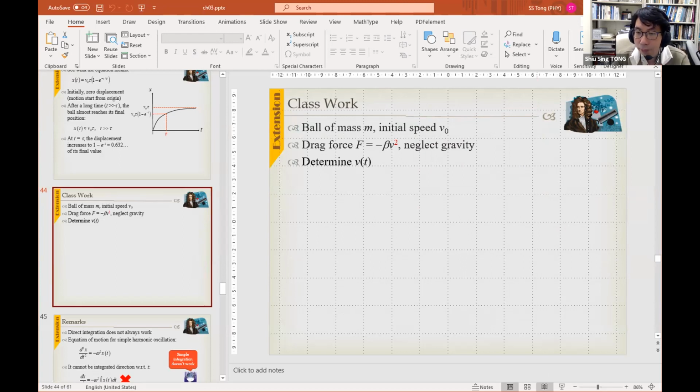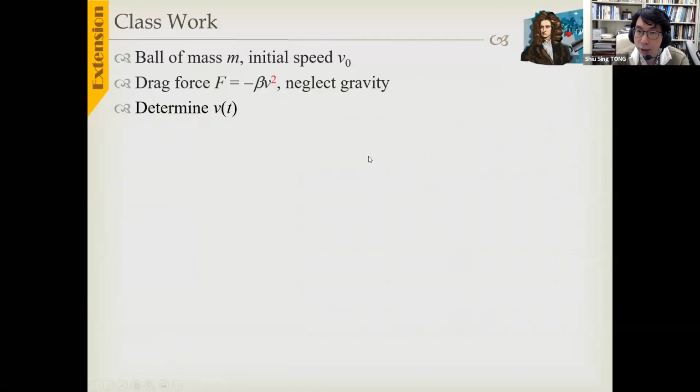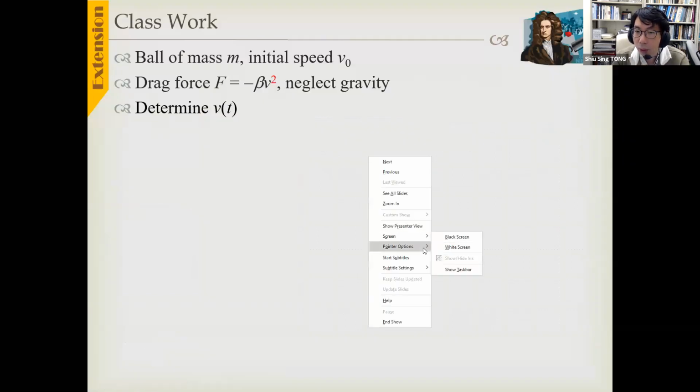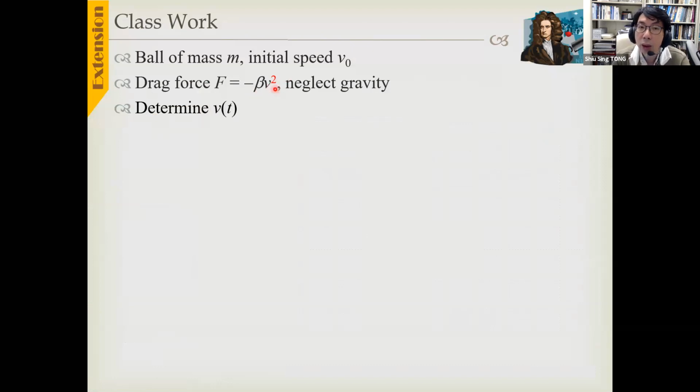Now, suppose the drag force, the air resistance, is given not proportional to the velocity itself, but proportional to the square of the velocity. So the drag force can be written as minus beta v squared, where beta is a positive constant. In that case, you may not be able to guess the trial solution, so it may be better to solve this equation by using direct integration. Now, can you write down the equation of motion?